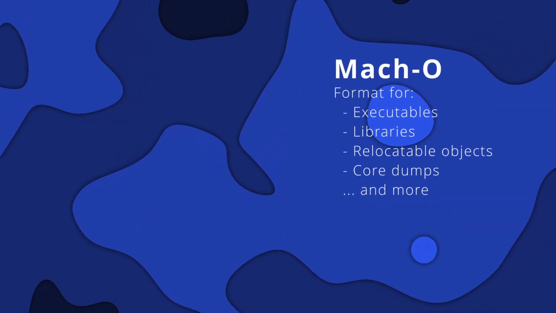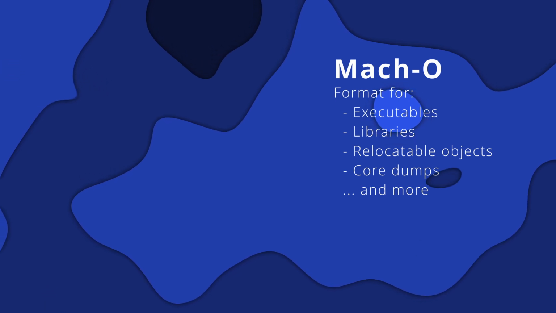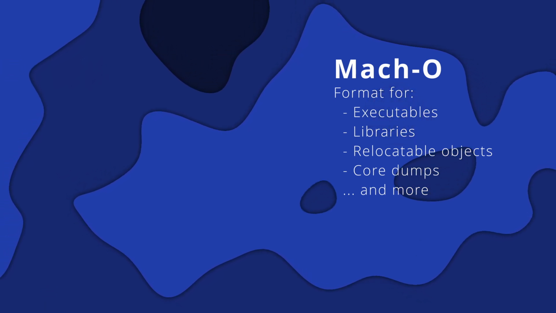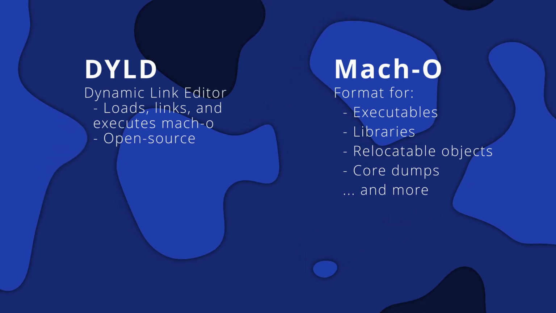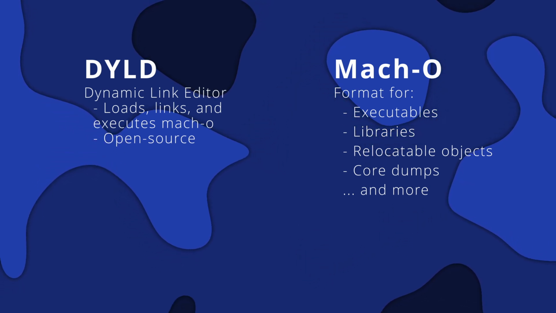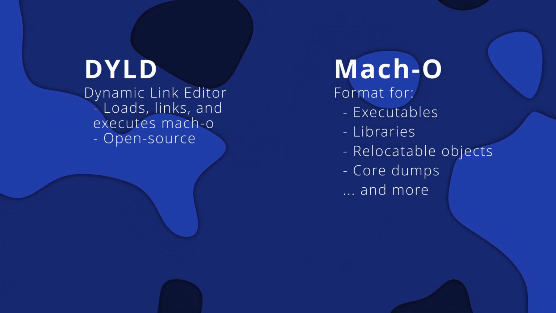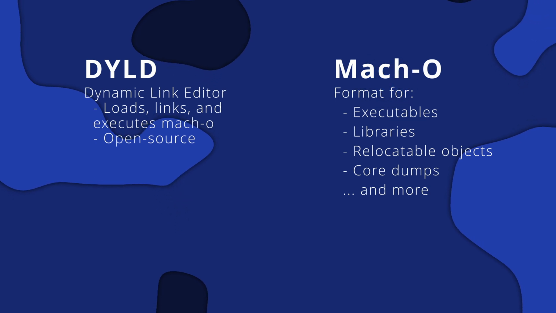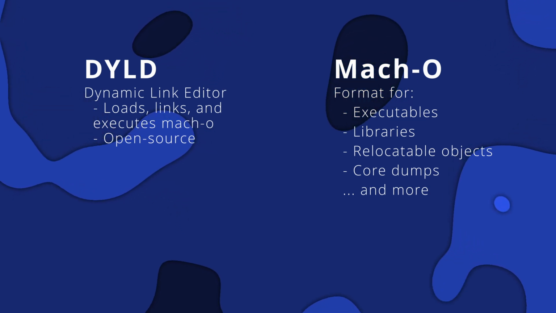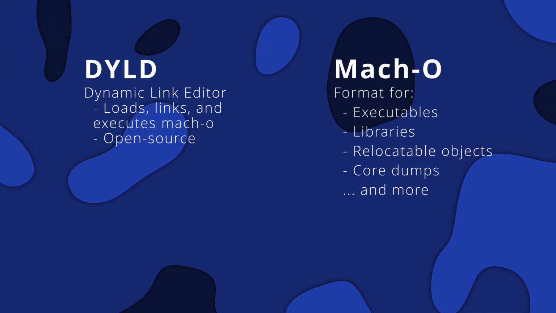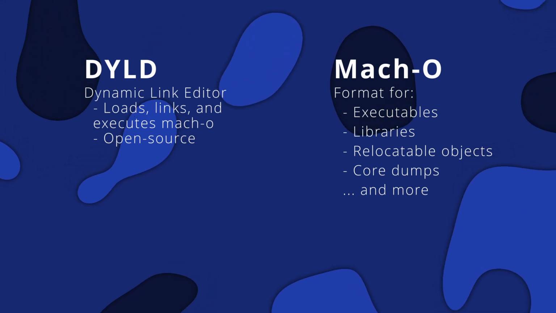Mach-O is the format that Apple operating systems use to store executables, libraries, and other types of information. DYLD, or Dynamic Link Editor, is the part of Apple operating systems that is responsible for loading, linking, and executing Mach-O files. DYLD's source code is publicly available and can easily be found with some Googling. If you wish to do a deeper dive on any of the topics covered in this video, that's a good place to start.